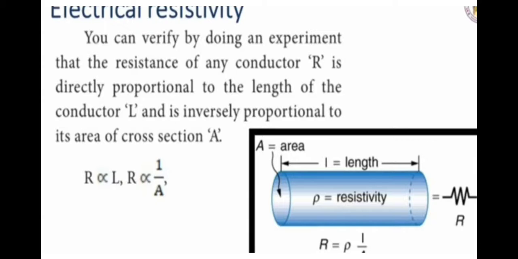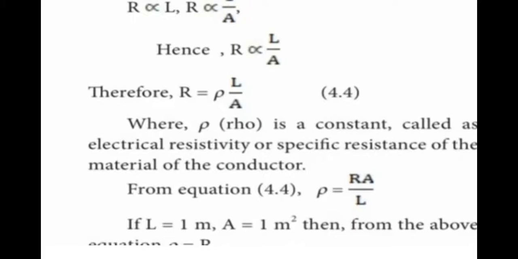When we combine these two, we get R is directly proportional to L and inversely proportional to area. So R is equal to rho L by A. Here rho is resistivity. To remove the proportionality, we add a constant that is called resistivity. R is equal to rho L by A. Here rho is a constant called electrical resistivity or specific resistivity of the material of the conductor.